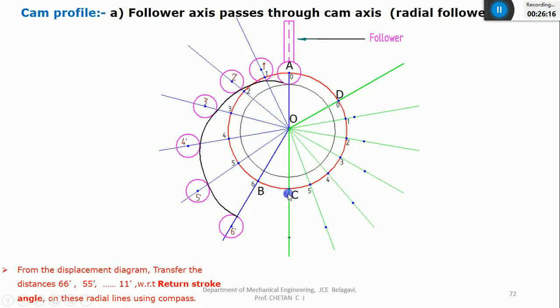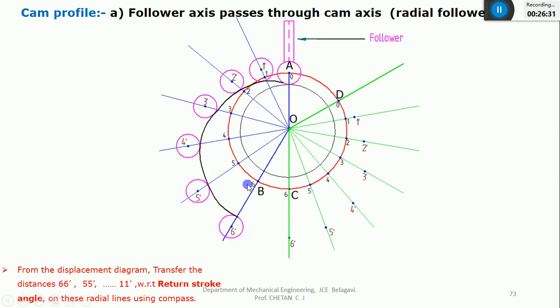And I'll take the reference as 0.6. I'll draw an arc. This arc will intersect this radial line, this green color radial line passing through 0.6 at this point. This is the first intersection point. I'll indicate it as 6 dash.